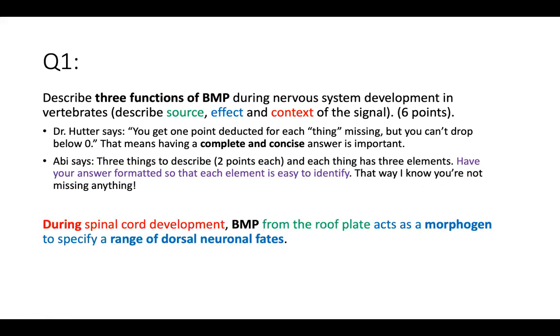So an example of a correct answer is this. Here's one of the options. So during spinal cord development, there's our context, BMP from the roof plate, there's our source, acts as a morphogen to specify a range of dorsal neuronal fates. That's the effect. Nice and clean cut. I can see all of the different bits. I can draw a little check mark on top of each one. Feel good?